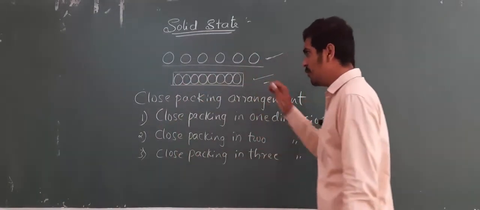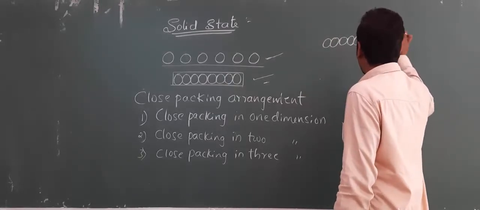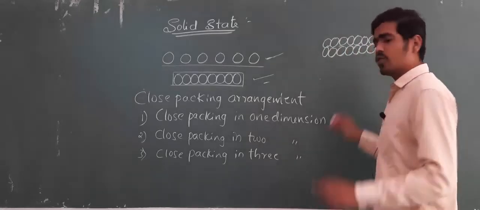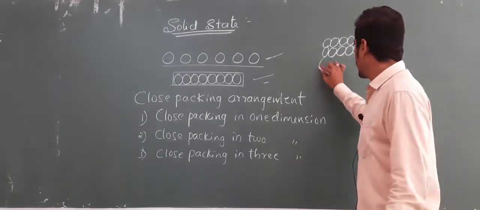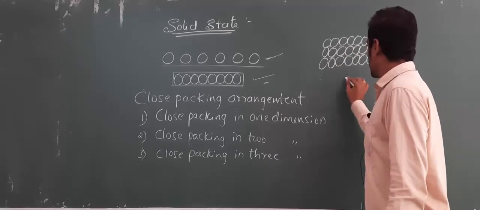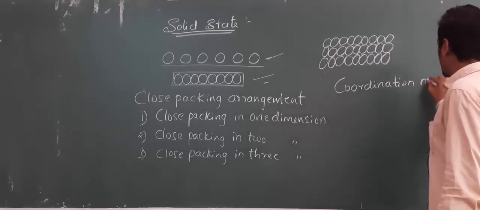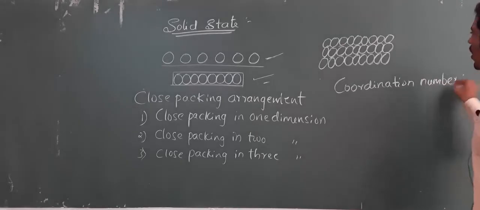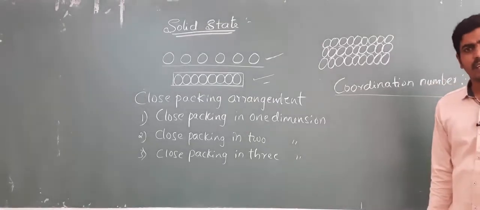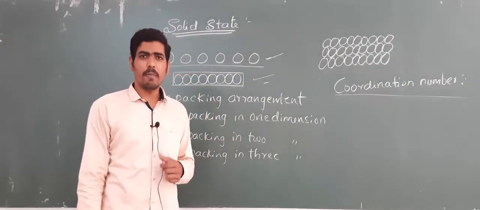Before that, if I say the particles are closely arranged in this manner in a particular kind of crystal, okay, now here you should know the term known as coordination number. So one term you should know is coordination number. Then what does coordination number mean? Coordination number means the number of nearest neighboring atoms surrounding each constituent particle.